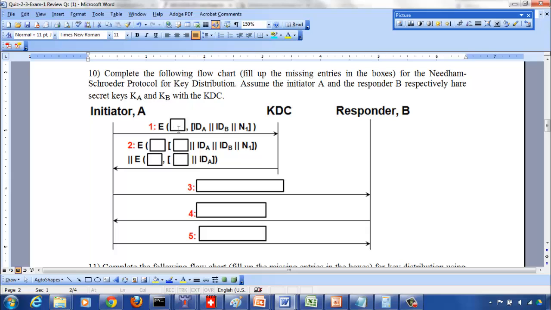For example, this could be the secret key that the initiator A and the KDC agreed upon, and you have to put KA here. And this would be something encrypted with KA, but this is KS, the secret key that the KDC is trying to distribute to both A and B. So try to understand each of those individual steps, and then you can write them.